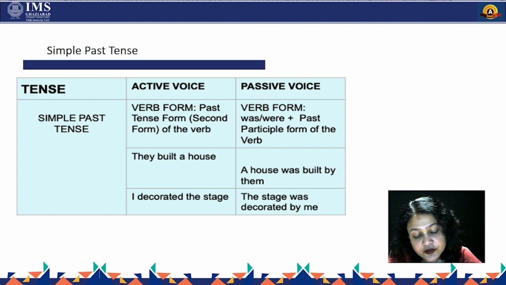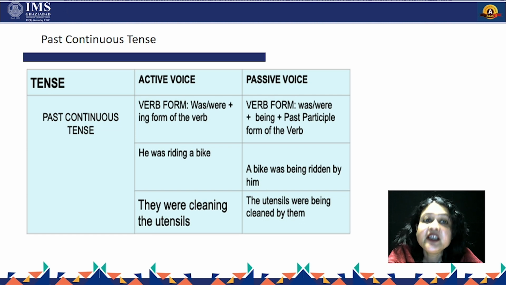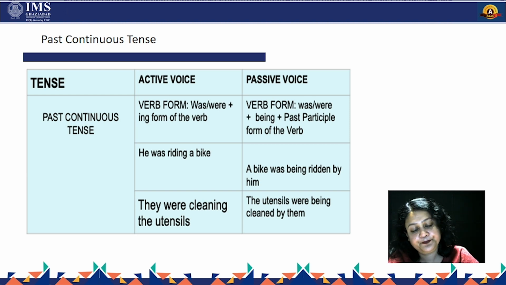Similarly, if we go on talking about past continuous, here what changes is with was, where we add a being plus third form of the verb. For example, in active voice, he was riding a bike. Now this changes into a bike was being ridden by him. Here again, you see was has been added, then being, and ride, rode, ridden. Ridden is the third form of the verb which has been added to past continuous tense.